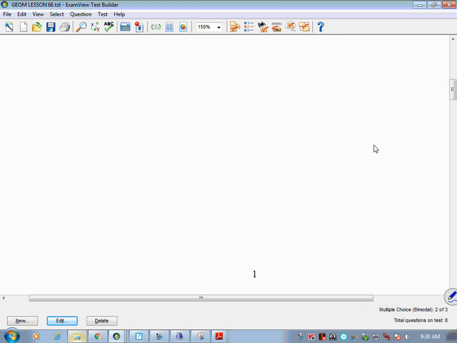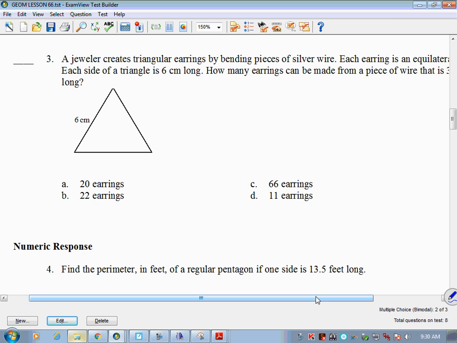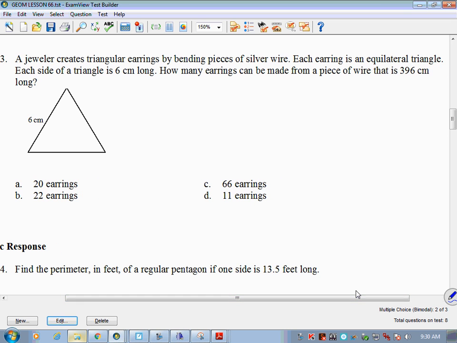All right, let's go down to number 3. Number 3, this is a lot easier. This doesn't actually involve finding an apothem. This is just a perimeter question, but you do see this question show up on a test. A jeweler creates triangle earrings by bending pieces of silver wire. Each earring is equilateral. What does the term equilateral mean? All sides are the same length. Each side of a triangle is 6 centimeters long. Okay, each individual side is 6 centimeters long. How many earrings can be made from a piece of wire that is 396 centimeters long?